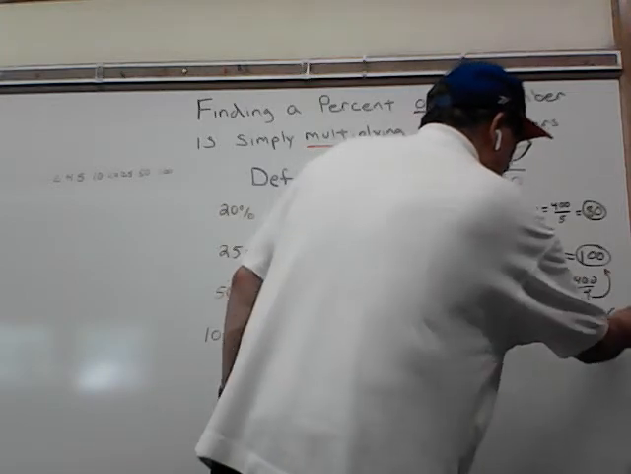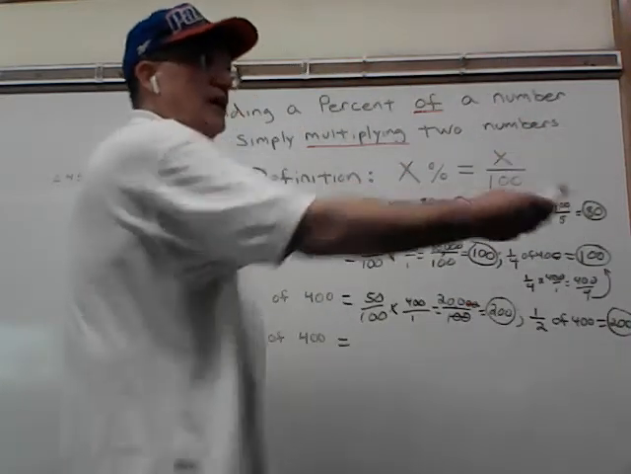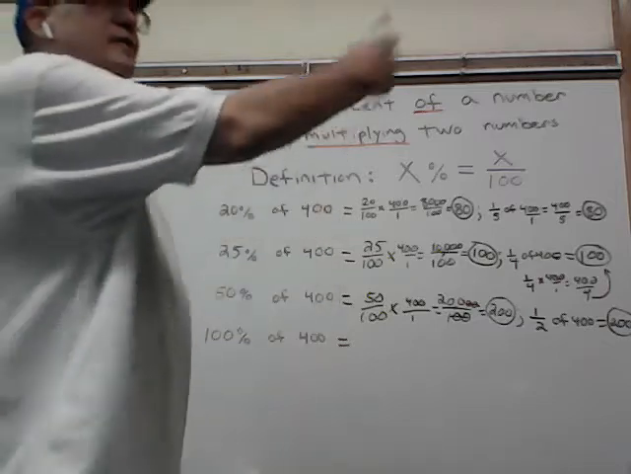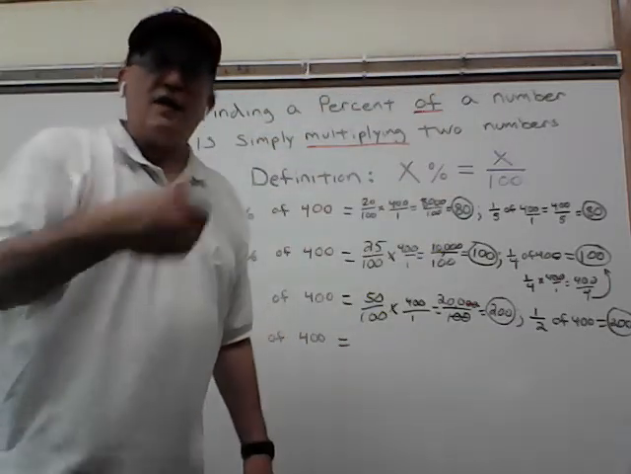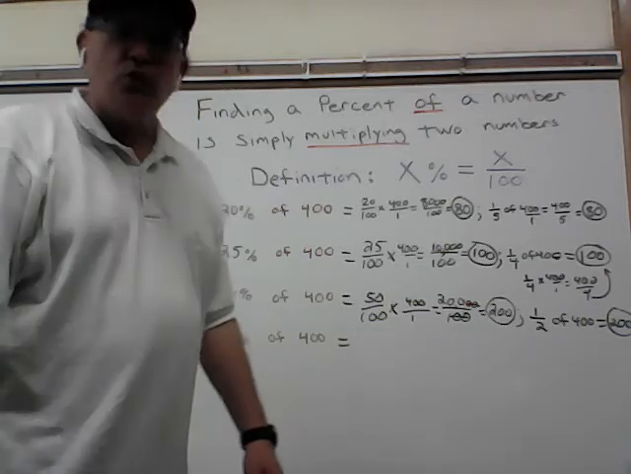I don't have to write out 1/2 times 400 over 1. You get 400 over 2, which is 400 divided by 2. You just know half of a number is the number divided by 2, right?